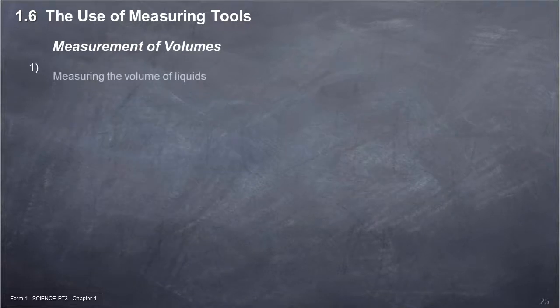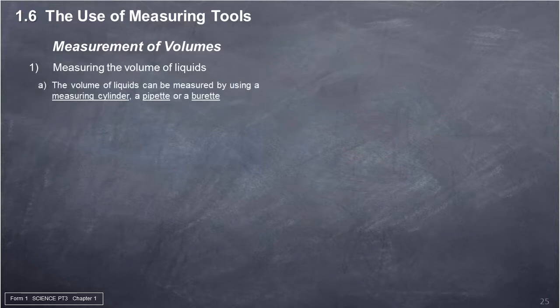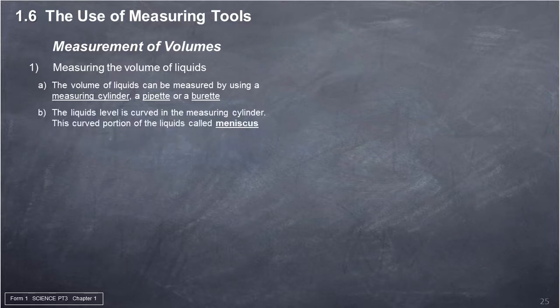1. Measuring the volume of liquids. A. The volume of liquids can be measured by using a measuring cylinder, a pipette, or a burette. B. The liquid's level is curved in the measuring cylinder. This curved portion of the liquid is called meniscus.